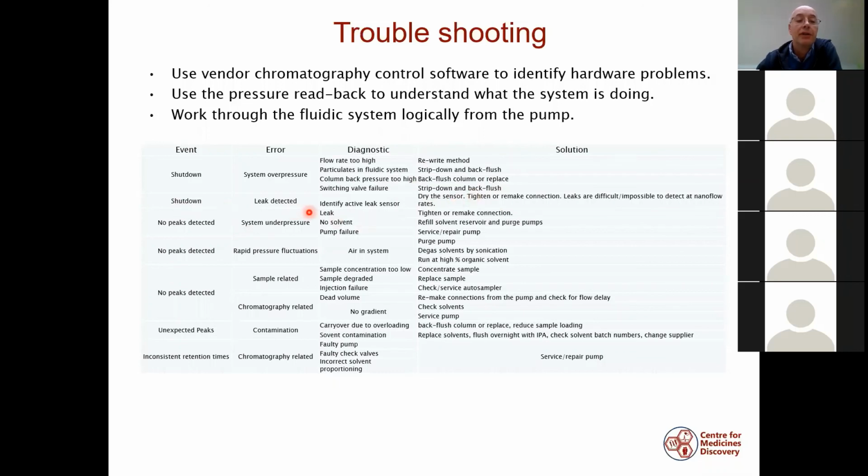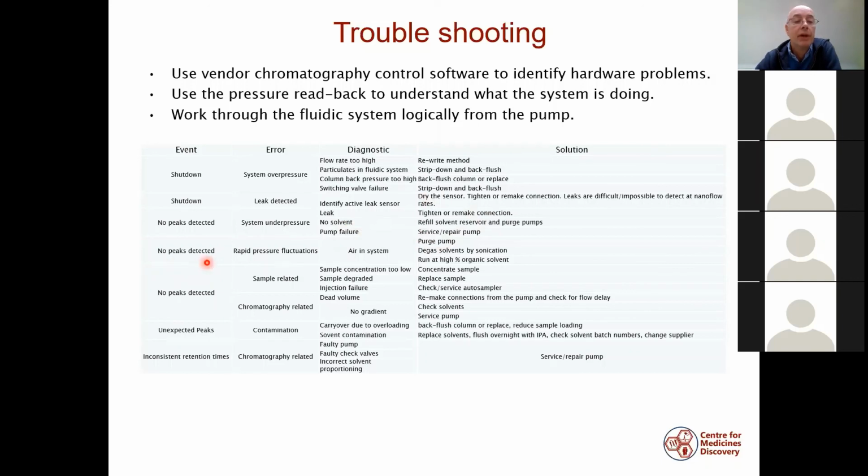And here are some of the solutions you can apply. Another typical shutdown is the system has a leak. You need to identify it; there'll be a leak sensor in the system. You can stop the leak, but you also have to dry the leak sensor. Otherwise, you'll still get that leak error. If you get no peaks, this could be because the system is under pressure. There's actually no flow. There's no solvent. There's a pump failure. So there are various solutions you can have to this.